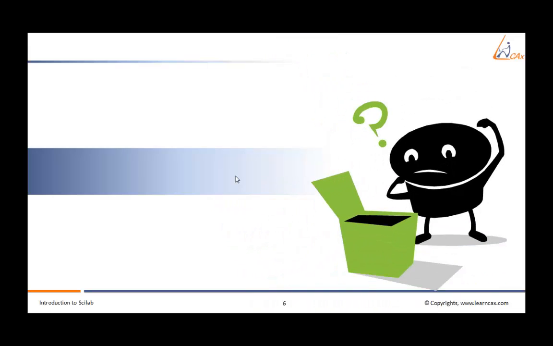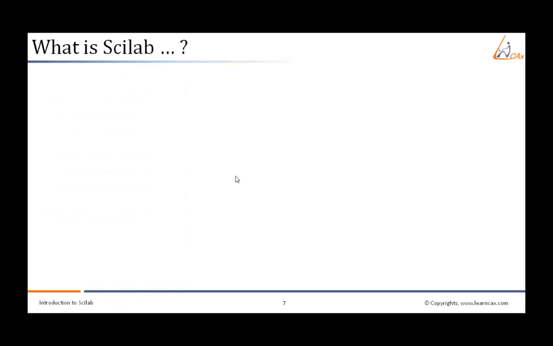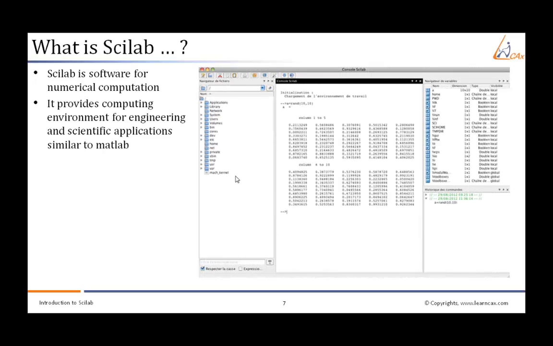So we are talking a lot about programming, open source, Scilab. What exactly is Scilab? Scilab is a software for numerical computation. It provides a computing environment for engineering and scientific applications. It is very similar to the software MATLAB, so it is like an open source alternative to MATLAB. The best thing about Scilab is that it is free and it is open source.